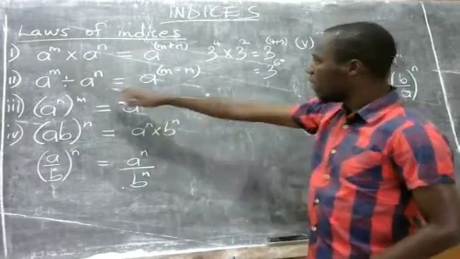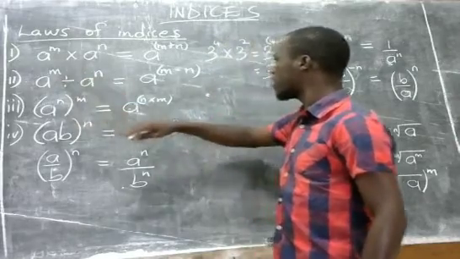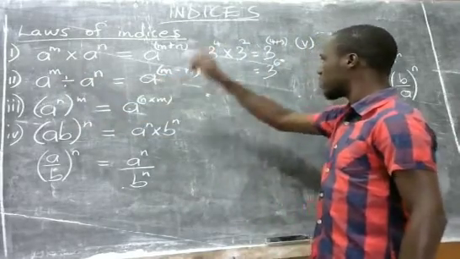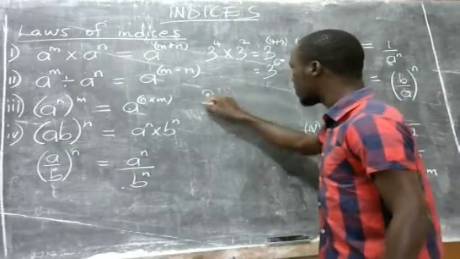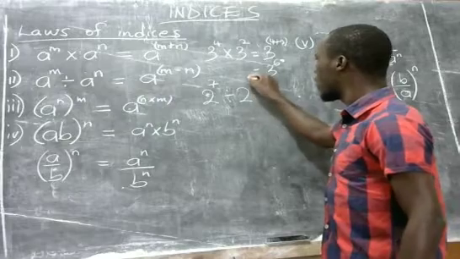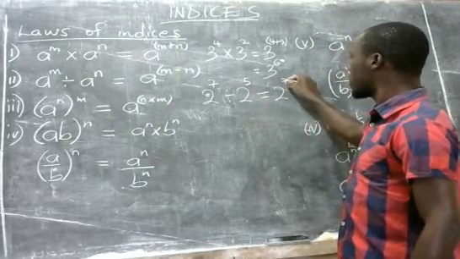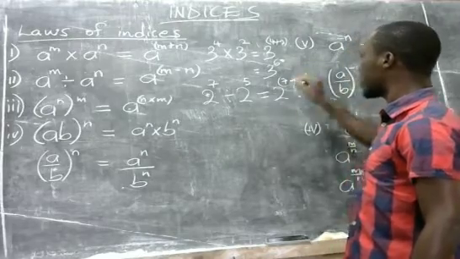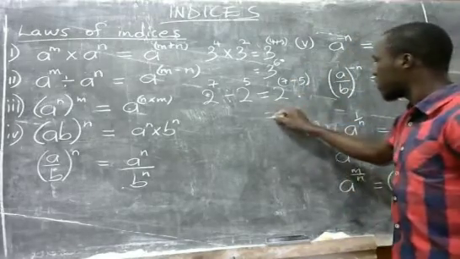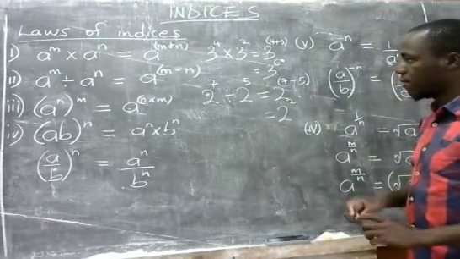Then dividing numbers of the same base, we subtract the powers. You keep the base, then you subtract the powers. That is, if I have 2 power 7, then divide by 2 power 5, I'll be having 2, then I subtract the powers right there, so as to get 2 power 2.